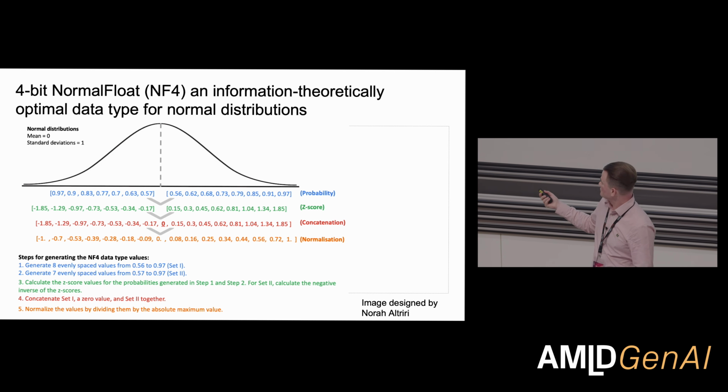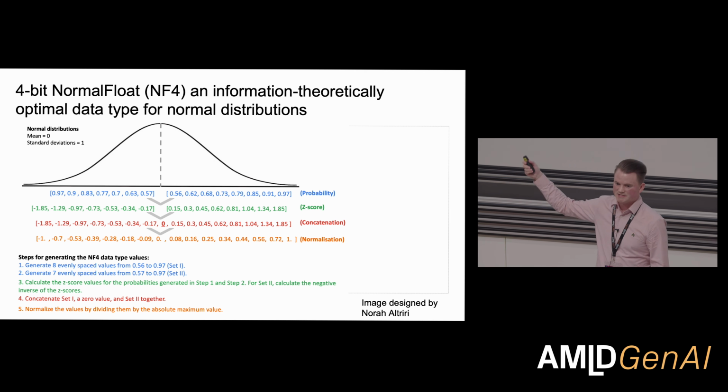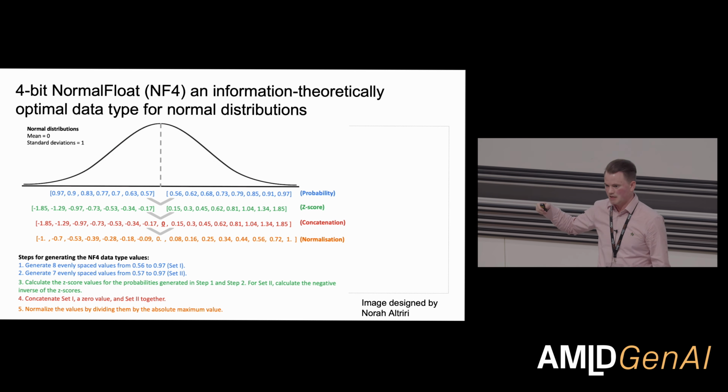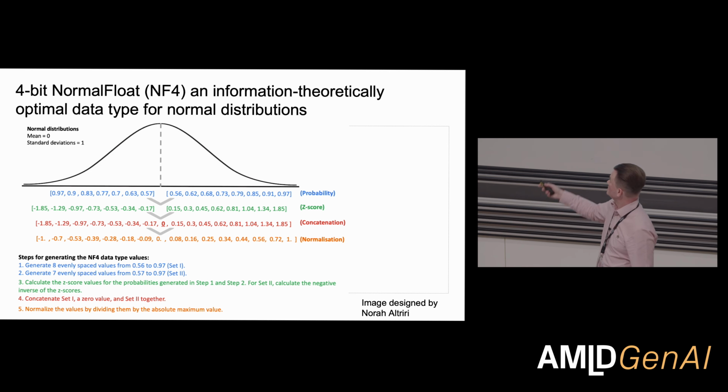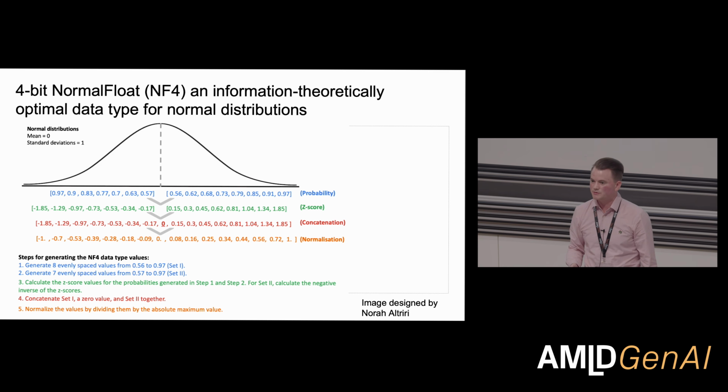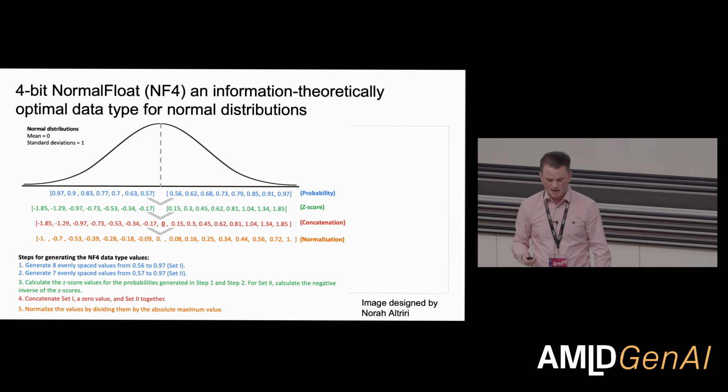And you do this through the quantile function or the z-scores of the normal distribution. Then you normalize it in the range -1, 1. And then you have the data type. We call it normal float, 4-bit normal float. And that is sort of the last ingredient. And so with this, we now have QLoRA, which fits very neatly. And we have this sort of high-performance data type.